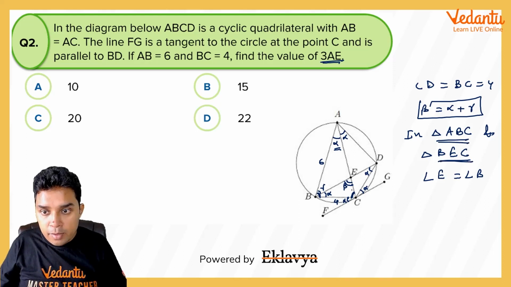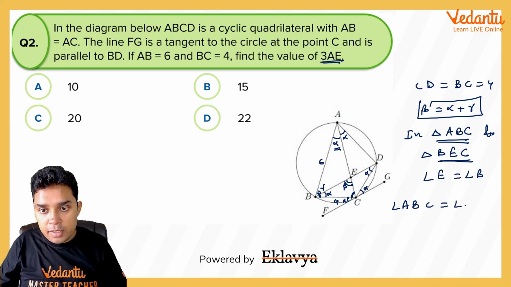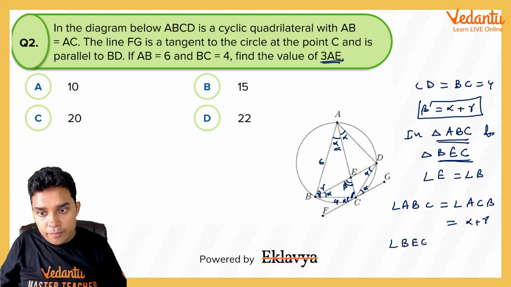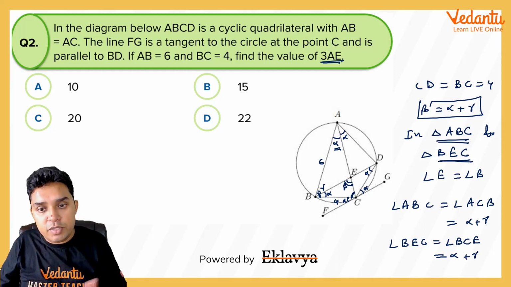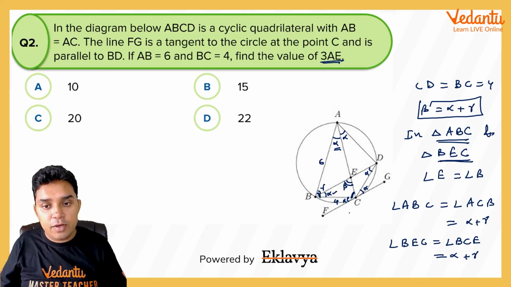Why am I saying so? Because you can see in this triangle ABC, let me write them separately. So angle ABC is equal to angle ACB, and they both are equal to alpha plus gamma. And in this triangle BEC also we have proved angle BEC is equal to angle BCE, and they are also equal to alpha plus gamma. So these two triangles are similar because the remaining angle will also be the same. In fact, it is written here itself, alpha alpha. So these two triangles have become similar.